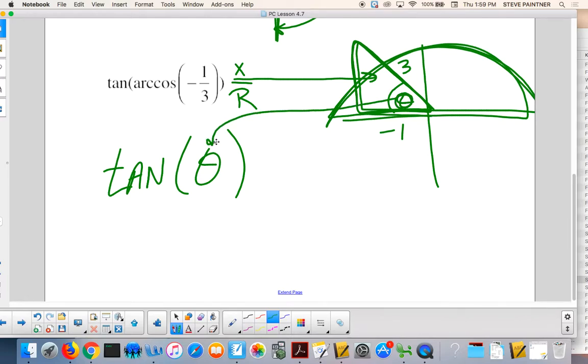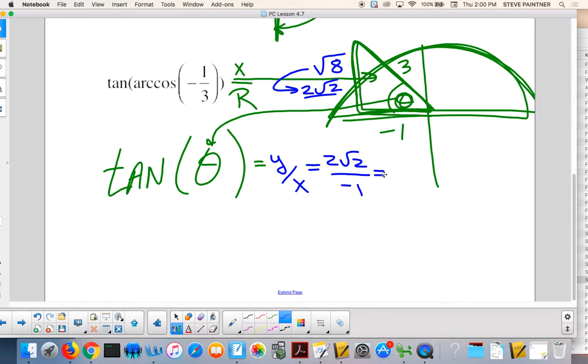That angle is right here now. So what's tangent of theta? Problem is, you don't have what? Tangent's y over x, right? So how do you get the y value? Pythagorean theorem, what'd you get? Square root of 8, but that simplifies to 2 what? Square root of 2. So, y, what's y? 2 square root of 2 over what? X is negative 1. Simplifies to what?